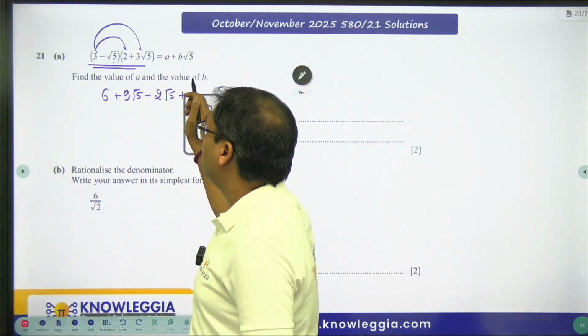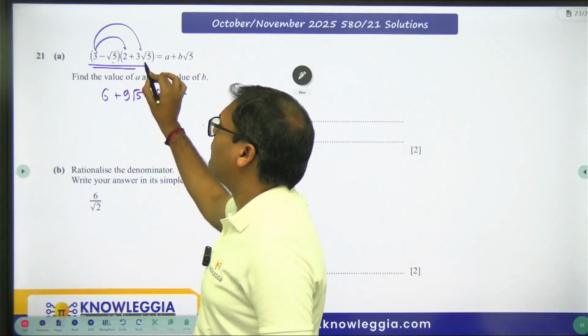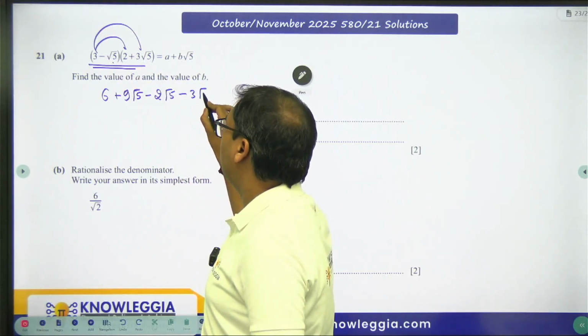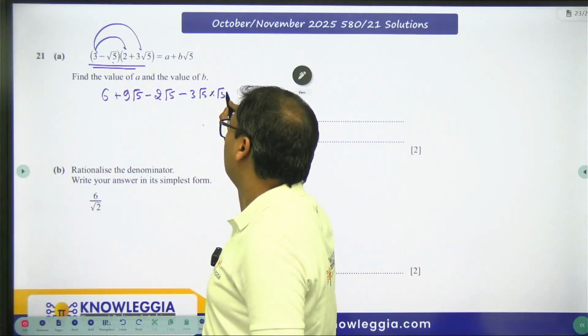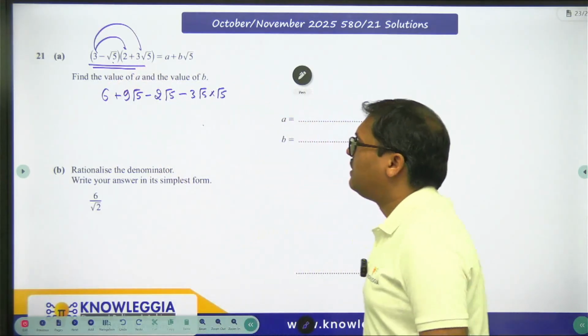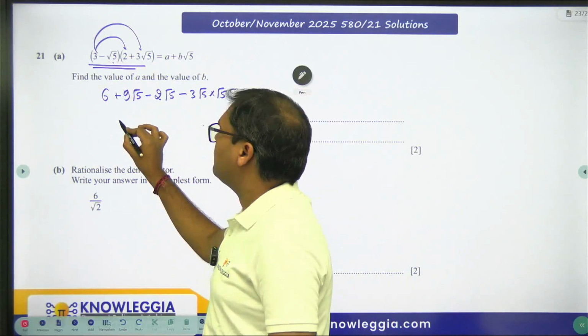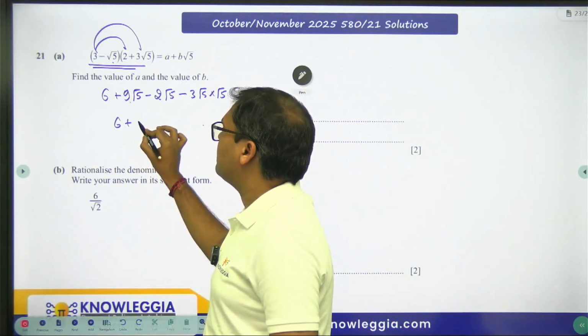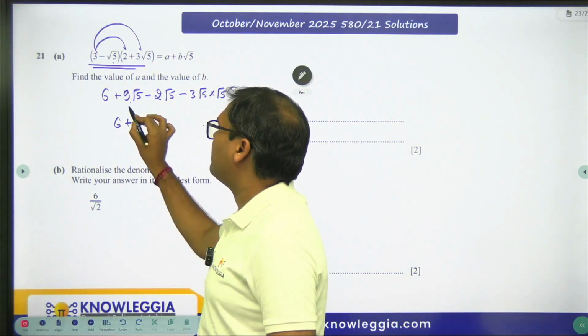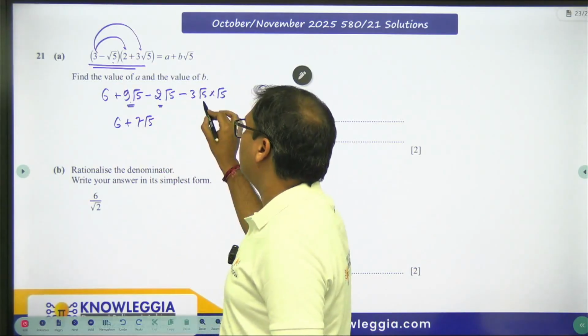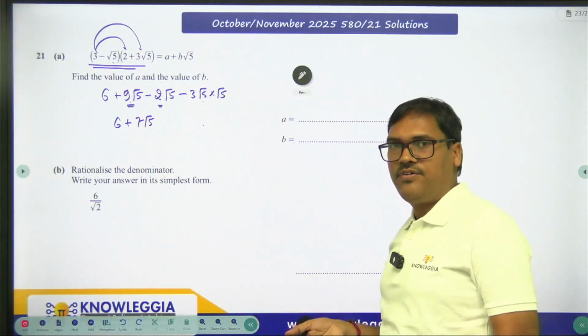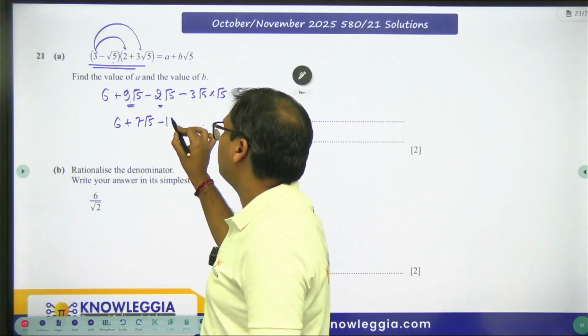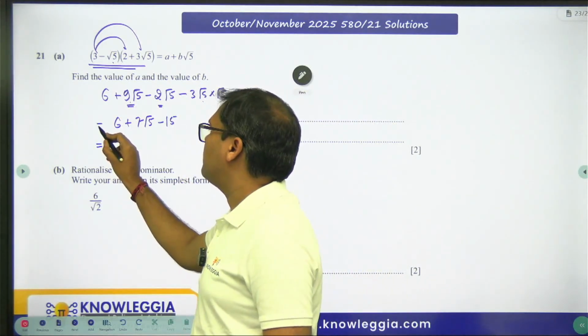Then minus, because negative root 5 is multiplied with 3 root 5. So what is this? This is 6 plus, what is this? 7 root 5. These are like terms, you can see. And root 5 into root 5 is 5, and 5 into 3 is 15. This is minus 15.